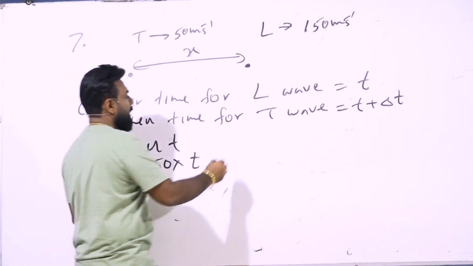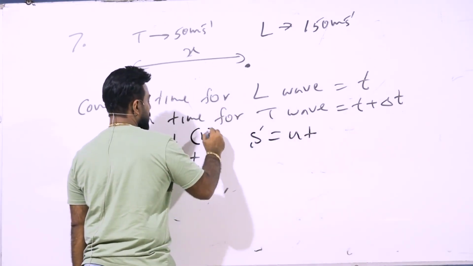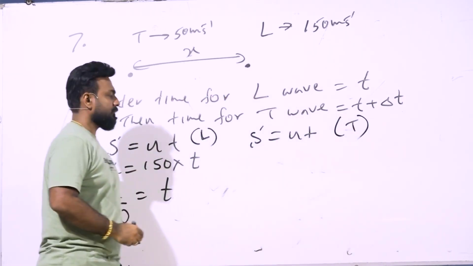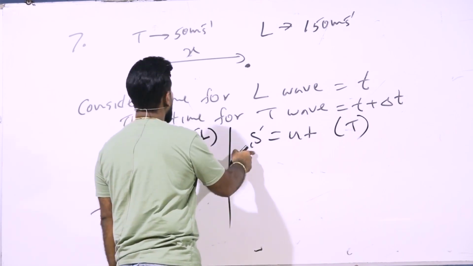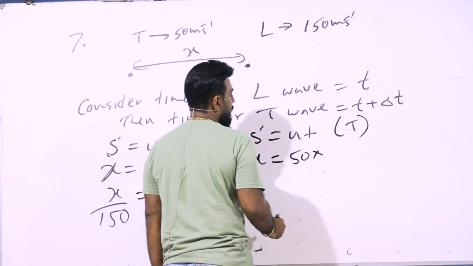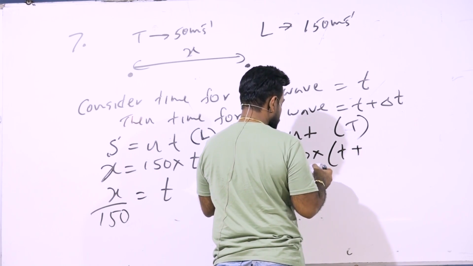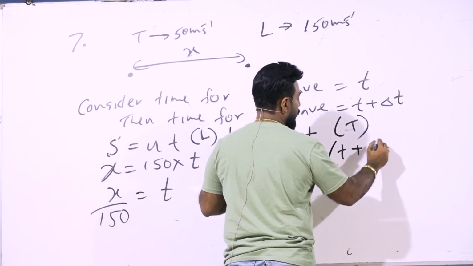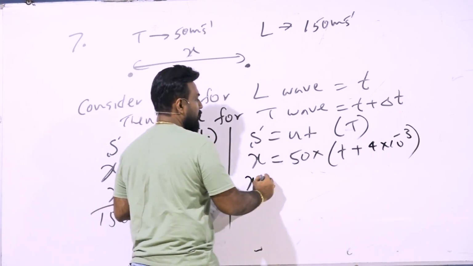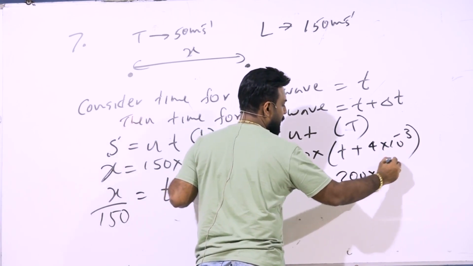Now I apply S equal ut, which was applied to L. L means longitudinal waves. Now I apply it to the transverse wave. S is x, velocity 50, time is t plus delta t, where delta t is 4 × 10⁻³. So x equal 50t plus 200 × 10⁻³.